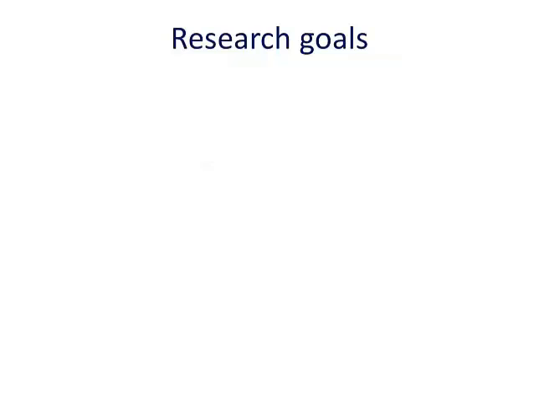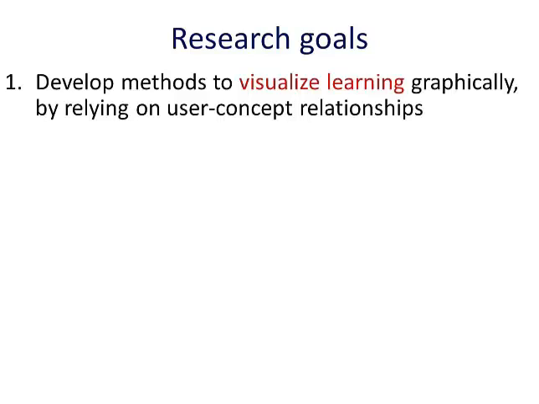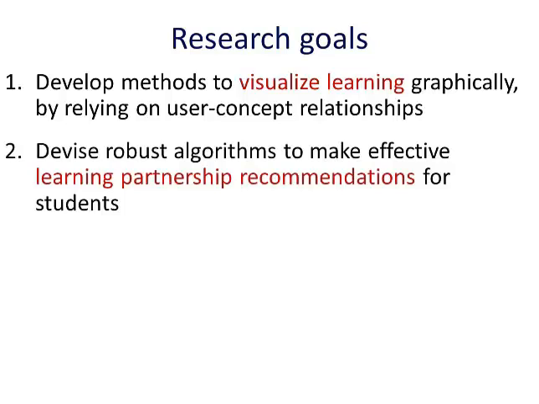Goals in this research can be summarized in 4 main statements. First, we want to develop methods to visualize learning graphically by relying on user-concept relationships and our keyword algorithms to extract key concepts from text. Second, we want to devise robust algorithms to make effective learning partnership recommendations for students.